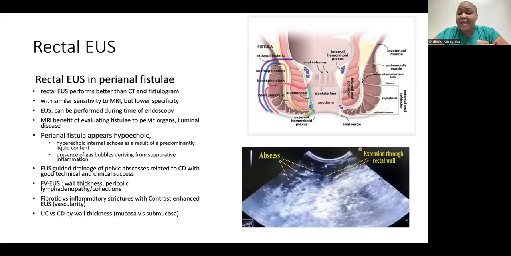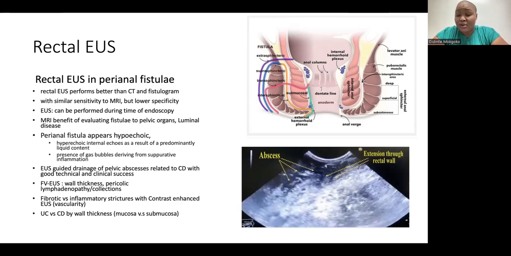EUS drainage of pelvic abscesses is now a possibility. I'm going to talk about that now. You can do that even in patients with Crohn's disease with good technical and clinical success with both pigtails or even lumen-apposing metal stents, like a Hot Axios. You're able to evaluate with the forward viewing EUS. You'll be able to look at things like wall thickness more proximally in the colon, and evaluate for pericolonic lymphadenopathy and other collections that need to be drained as well.